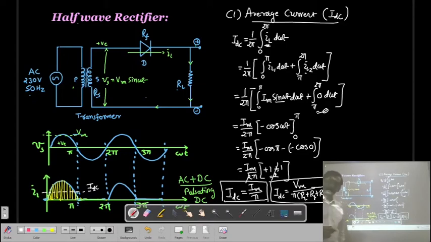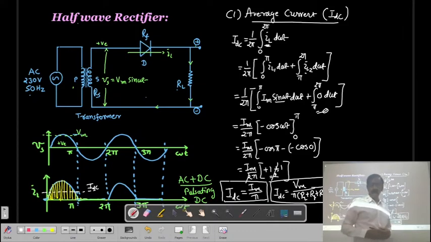Now this formula is very useful in objective questions. Sometimes the value of the DC current is given to you and you have to find the peak value. If the peak value of the current is given, then you have to calculate the DC current. So this will be helpful to you to solve these numericals.